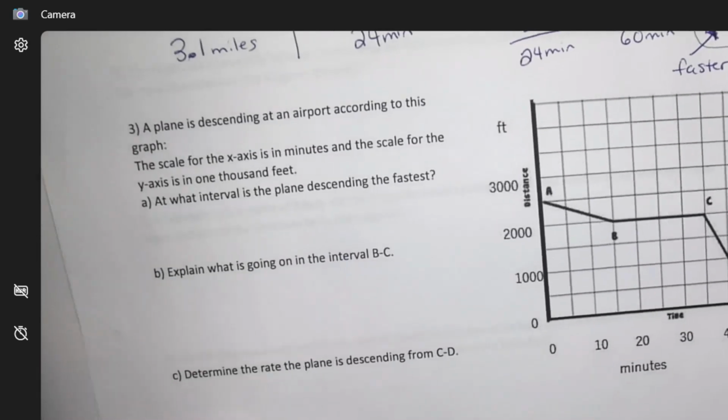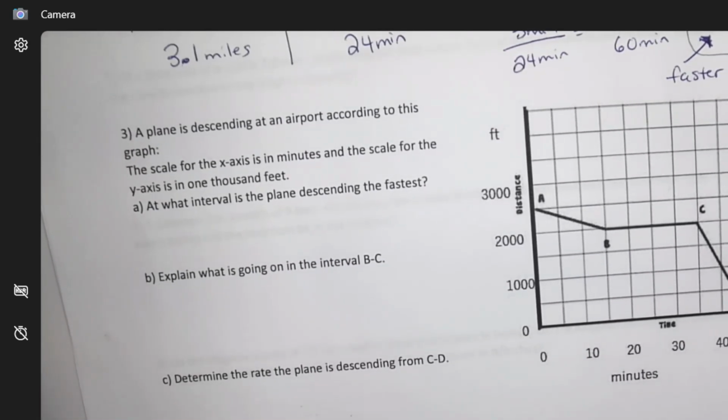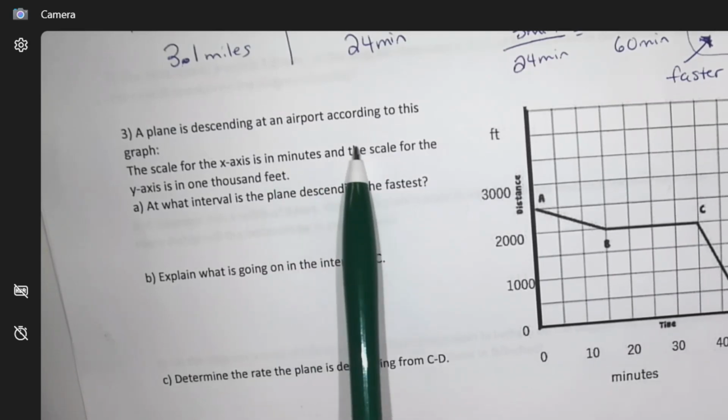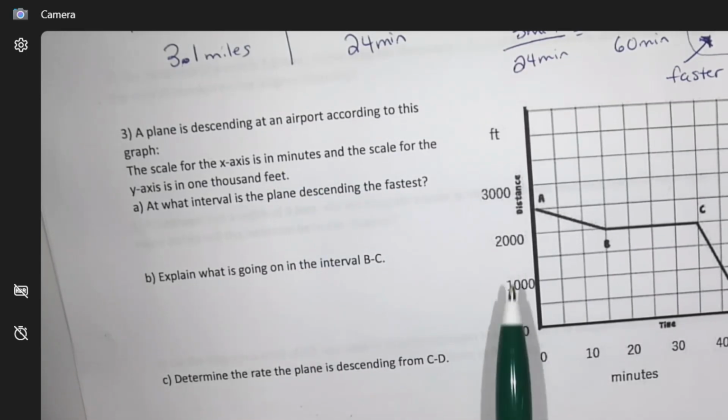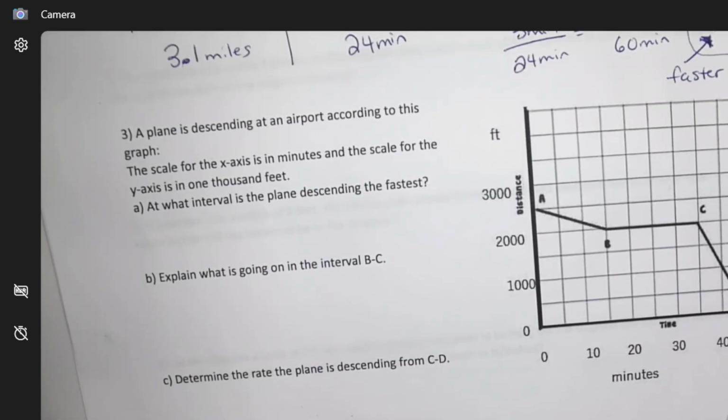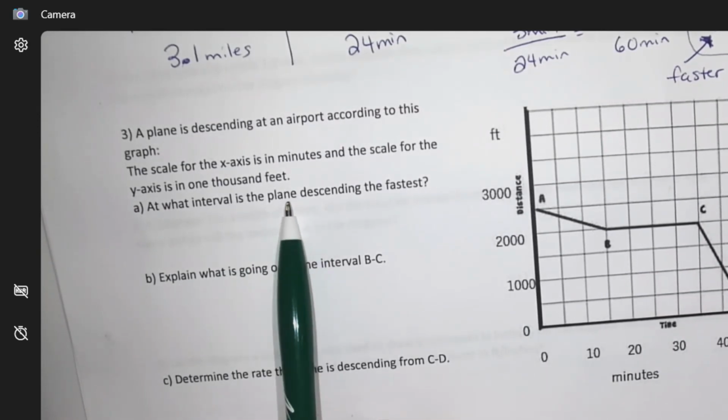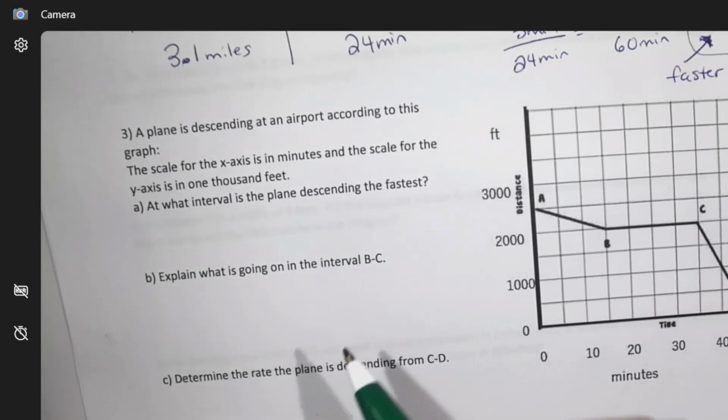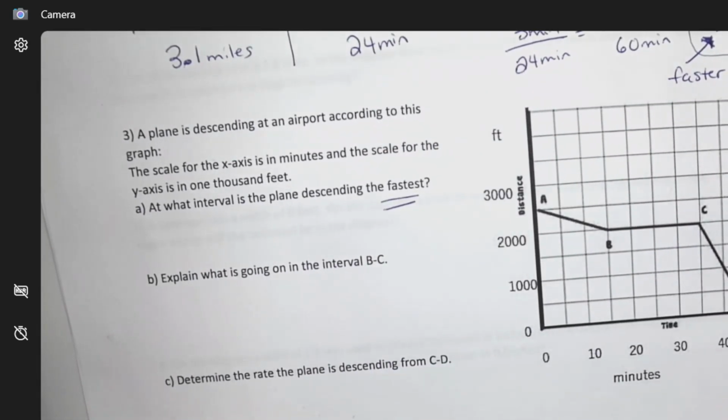Okay, so I did a graph here, and it's a plane that's descending. It's going down to the airport. This is in thousands of feet, and this is in minutes. So my first question, what interval is the plane descending the fastest?